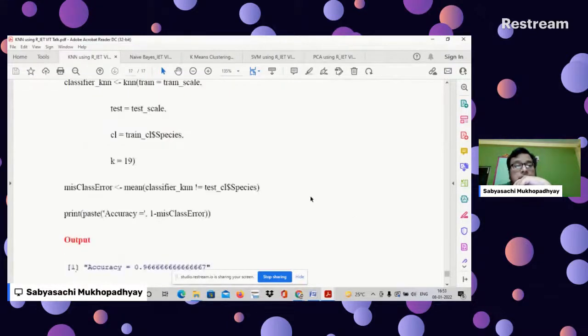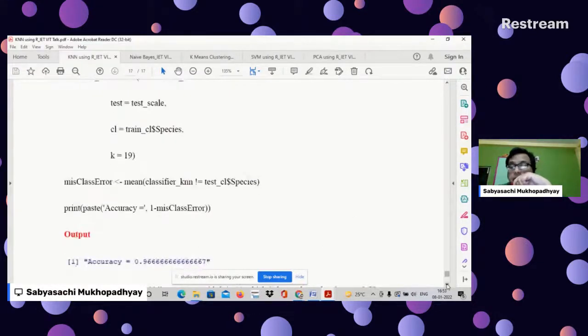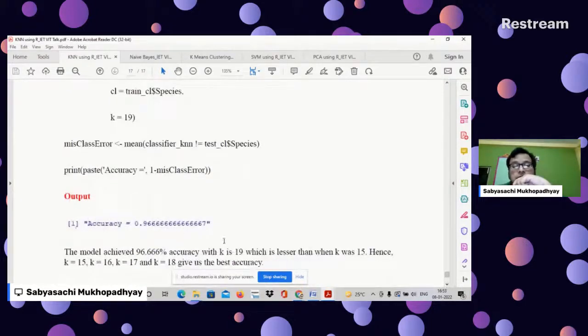K equals to 19, if you check, the value is dropping here: 96.666. Again the value is dropping. That means the validation error is increasing. So the validation error minimum has been achieved with a value in the range of k equals to 15 to 18.